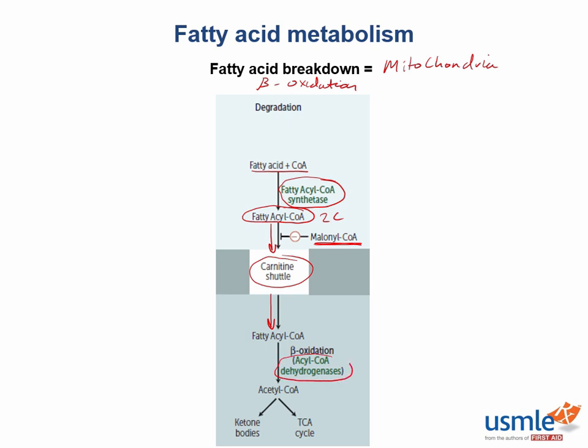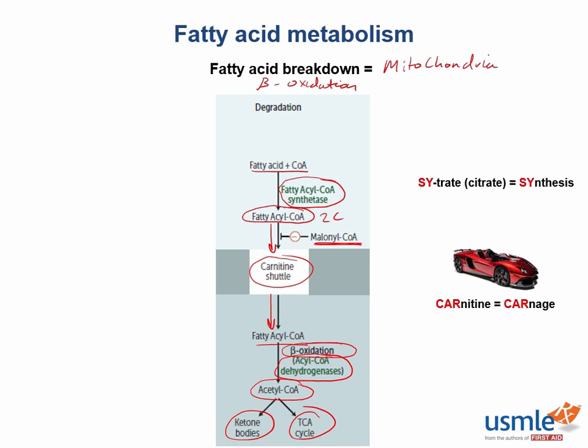Now once we've successfully moved our fatty acyl-CoA into the mitochondria via the carnitine shuttle, we encounter the enzyme acyl-CoA dehydrogenase. This enzyme makes a double bond in the acyl-CoA, which is required for beta oxidation. Now as a result, acetyl-CoA molecules are produced, and these can enter the TCA cycle to be used directly as energy, or they can be used to make ketone bodies. Now if all else fails, just remember on test day that the citrate shuttle is involved in fatty acid synthesis, and the carnitine shuttle is involved in fatty acid carnage or breakdown.